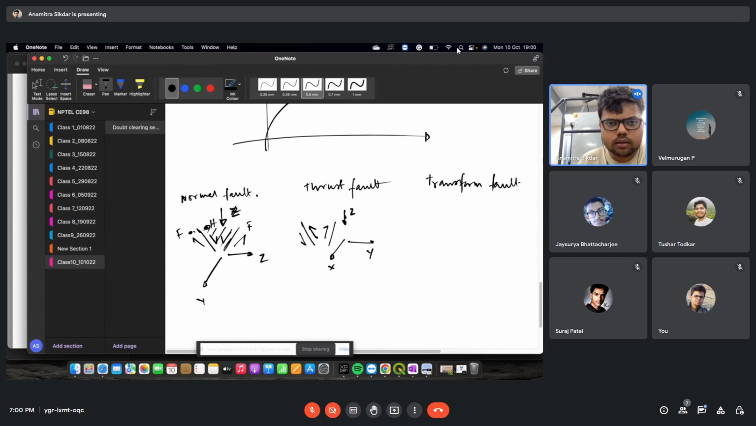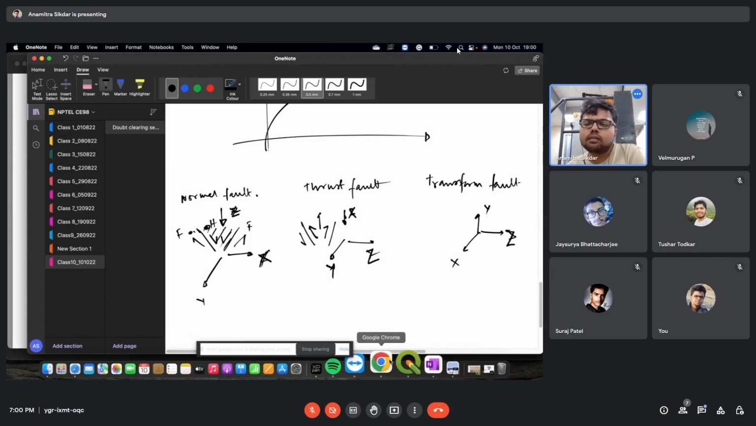I think this is Z and this is X. Yes, because Z is compression, and for the thrust fault, this is the extensional direction, so this will be X, right? And this will be Y, and this will be Z. For transform fault, Y will be vertical, and one will be Z, and one will be X, right? So, are you able to understand what I am saying?